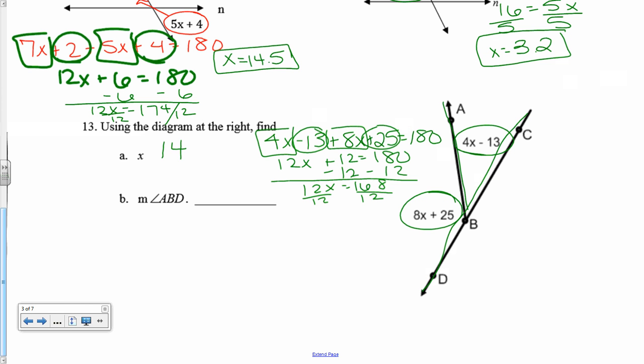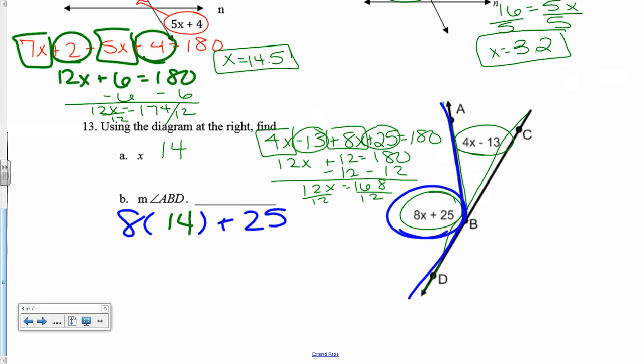And then I want to find the measure of angle ABD. ABD, that's this angle. So to figure that out, I plug it in. 8x plus 25, and I know that x is 14. Then I just do all that multiplication. 8 times 14 plus 25. And I get this is 137 degrees. Next page.